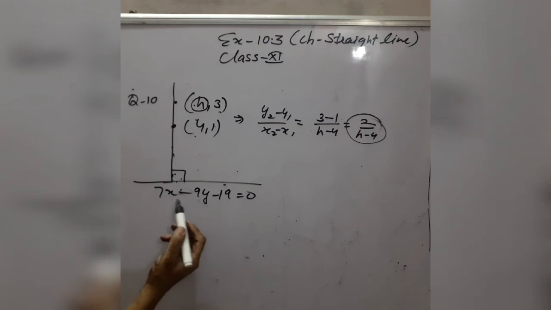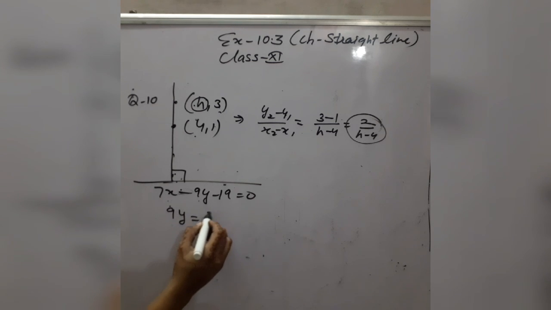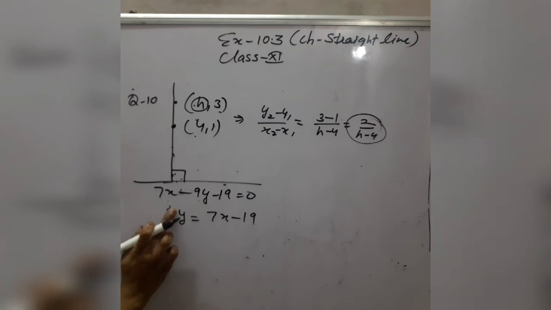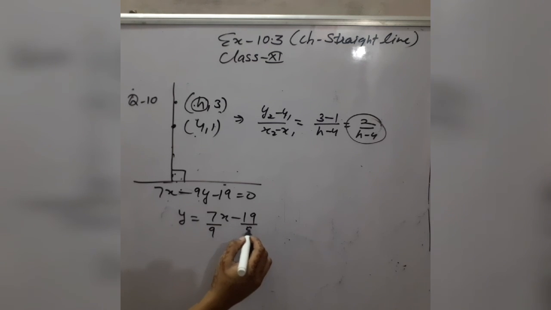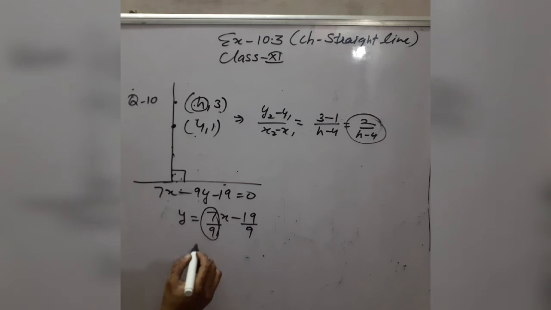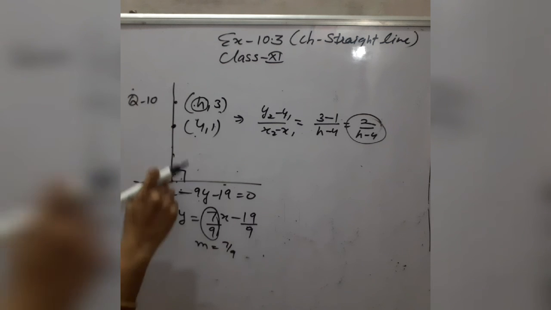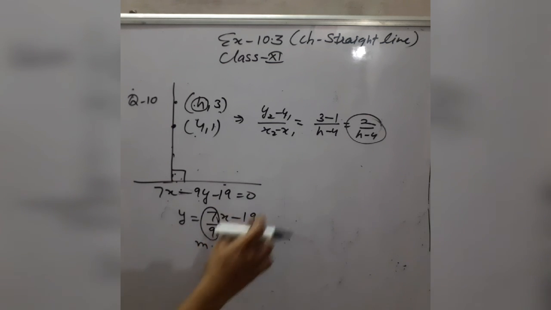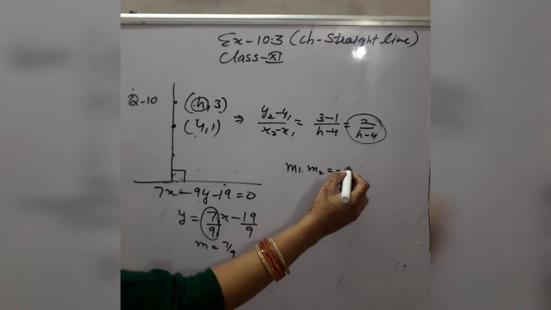And what is the slope of this line? You can rewrite this line in this way. 9y = 7x - 19, or you can say y = 7/9 x - 19/9. This is the coefficient of x, this is the slope 7/9. The slope of this line will be the negative reciprocal of this, or otherwise you can say in the case of two perpendicular lines, the product of slopes will be -1. m1 times m2 is equal to -1.